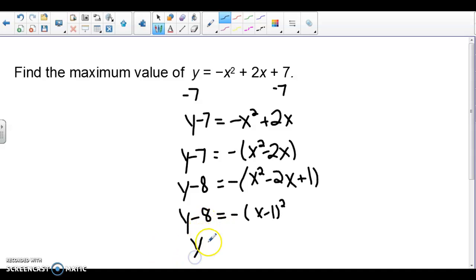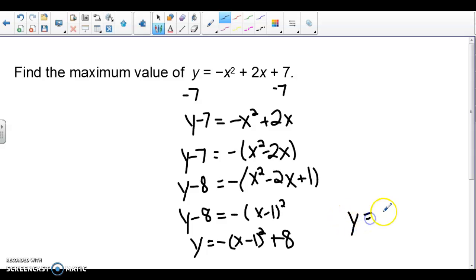So I get y equals negative x minus 1 squared plus 8. So my vertex is 1, 8, since it wants the maximum value of the function. The maximum value would be 8, so I'll just say y equals 8.